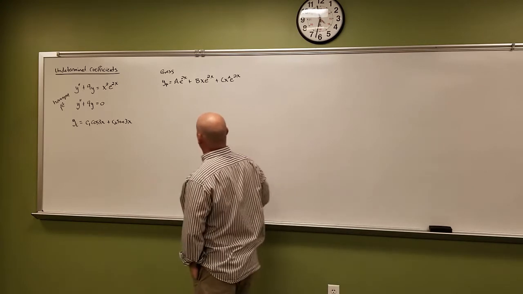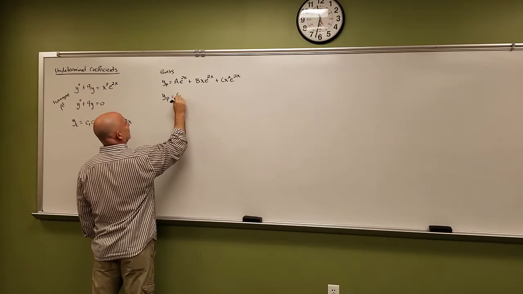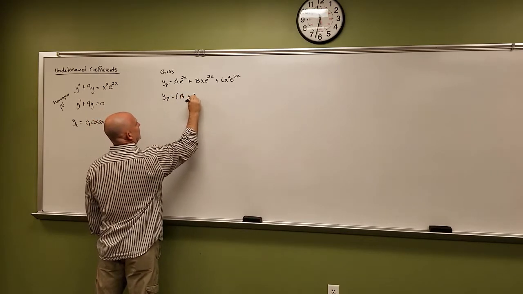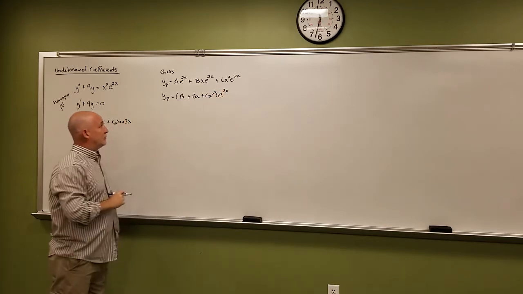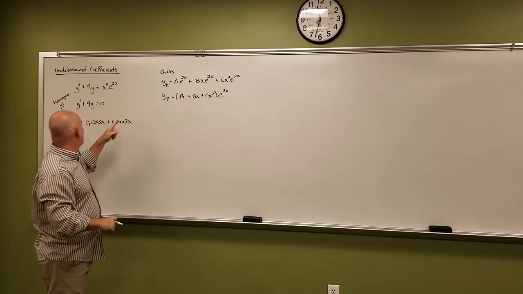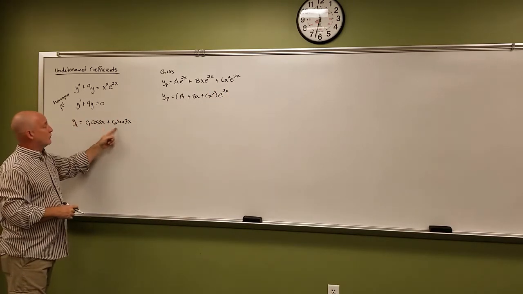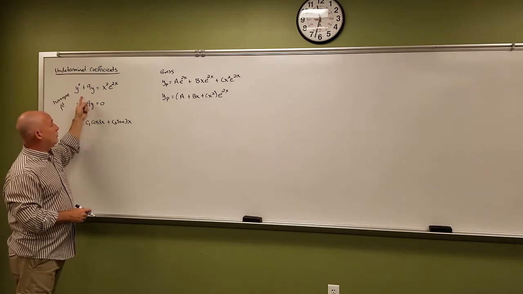Now, just for some ease, it doesn't matter how you do this. You could also factor this out and write a plus bx plus cx squared, times e to the 2x. Either one is fine. Now, a quick check. Do any of these pieces show up in our homogeneous solution? No, those are just sines and cosines. So we're going to have to take all the derivatives and plug it in here.